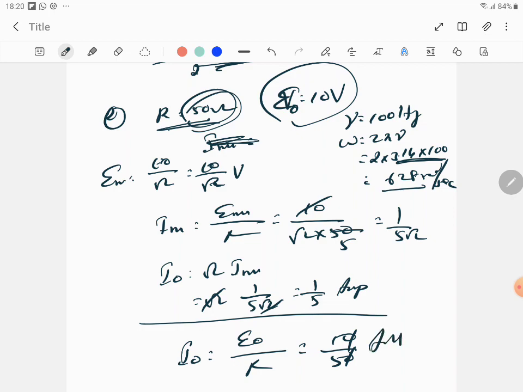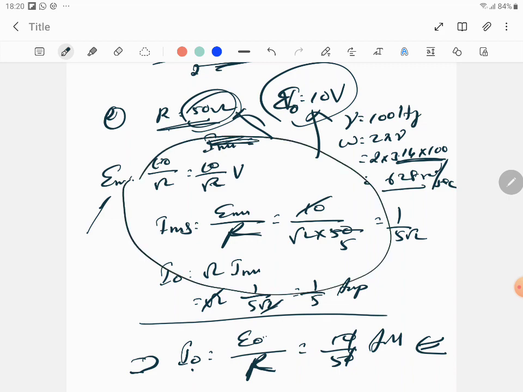Are IRMS and I naught the same? IRMS and I naught are not the same. I am finding I naught using E naught, and E naught and R have already been given. Why do I need to find ERMS unnecessarily? Because we have written IRMS is equal to ERMS by R, I naught is equal to E naught by R. You can directly use this formula. You don't have to do what I have done; it's like touching the nose in a roundabout way. When it's a purely resistive circuit, I naught is E naught by R directly. Correct? So let's go to the next question.